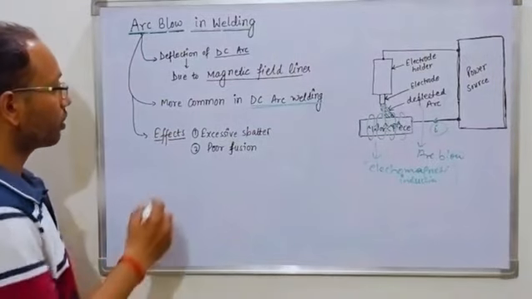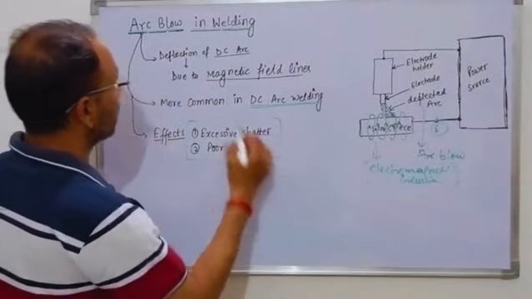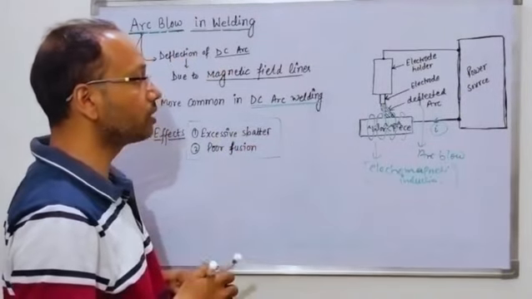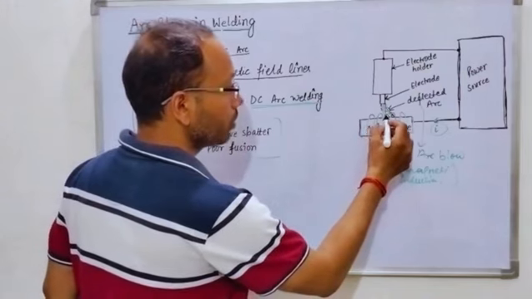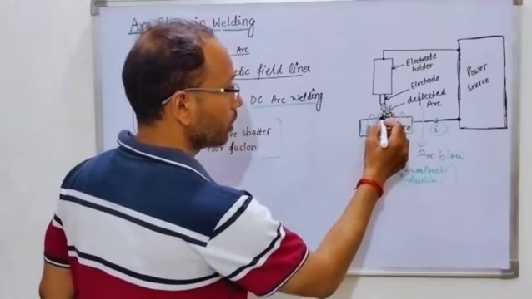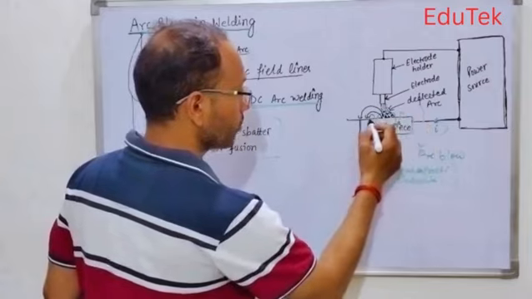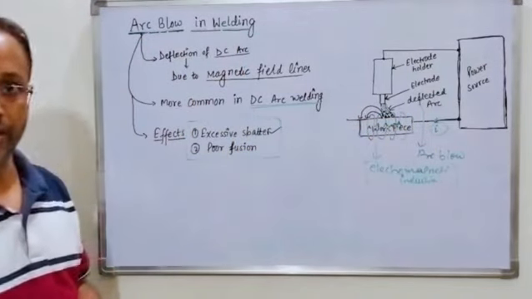Okay. The effect of arc blow is excessive spattering. Spattering is basically the throwing out of tiny particles of weld metal from the weld zone onto the base metal. This phenomenon is called excessive spatter or spattering action.